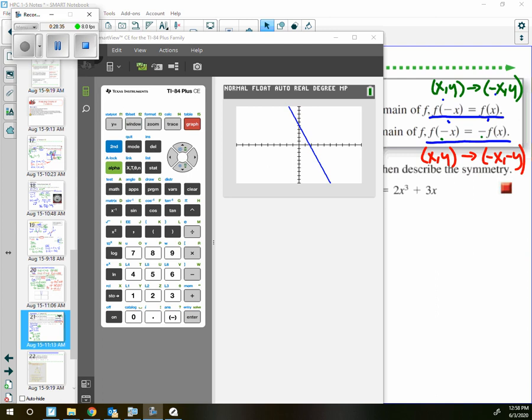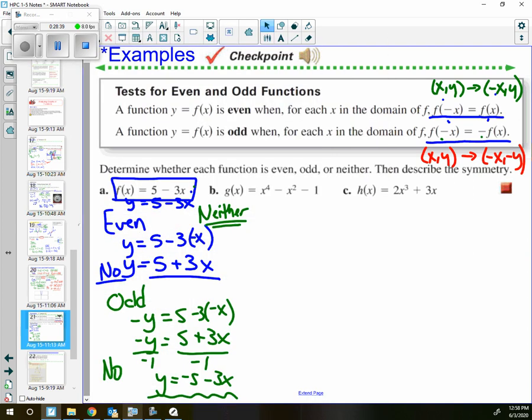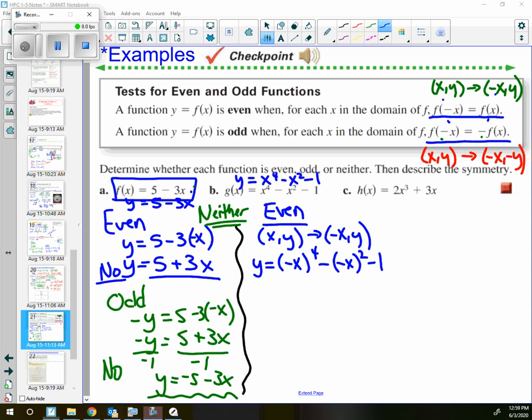All right, let's go on to the next one and see if we can find even, odd, or neither. So we'll try letter B here. Remember to check for even: if we have the point (x, y), we better have the point opposite of x, y, which means I need to replace x with negative x and see if I get the same output as I did for the original. So that's what even means. You have one point on one side of the y-axis, one point on the other. So let's go ahead and put negative x in everywhere you have an x and simplify.